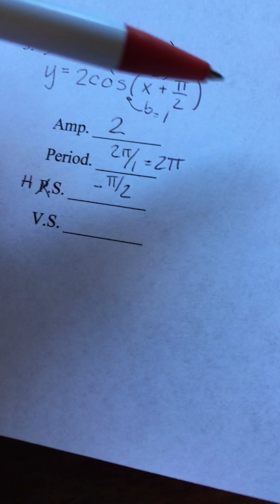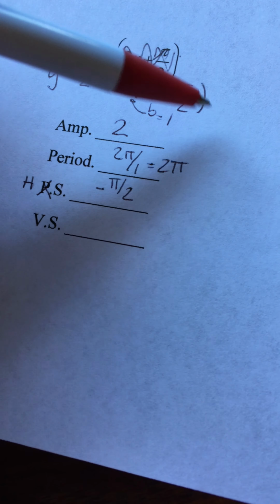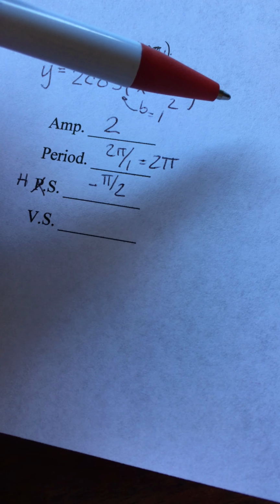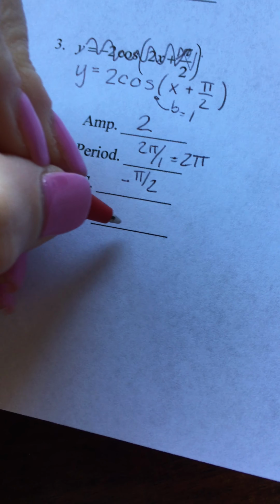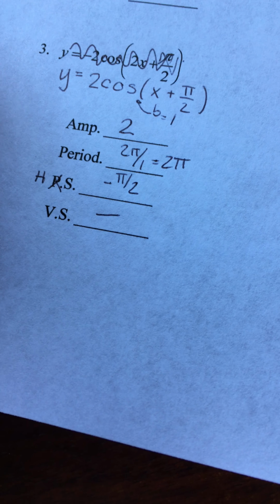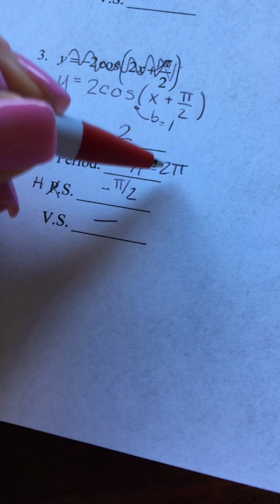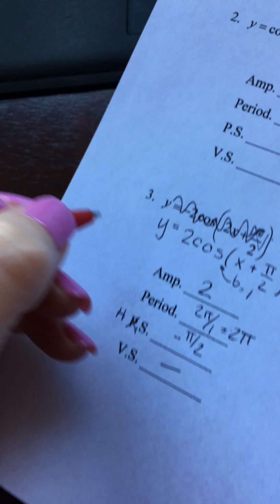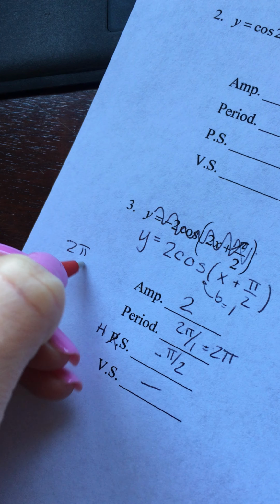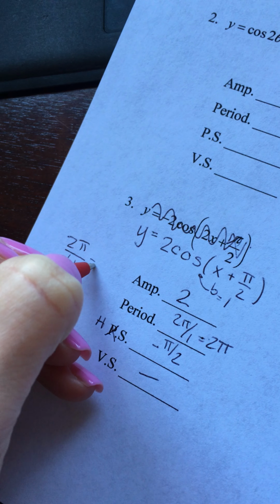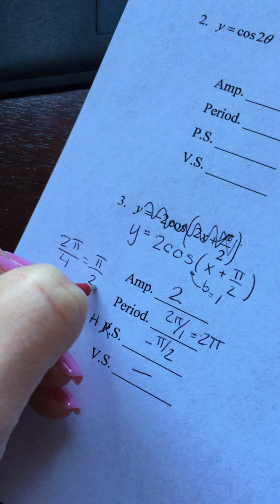And vertical shift, when we talk about a vertical shift, we're looking for a number being added or subtracted at the end of the function. We don't have that here, so none. All right, almost done. We're just going to take the period, divide it by 4, and that's what we're going to count by. So we have 2 pi divided by 4, pi over 2.